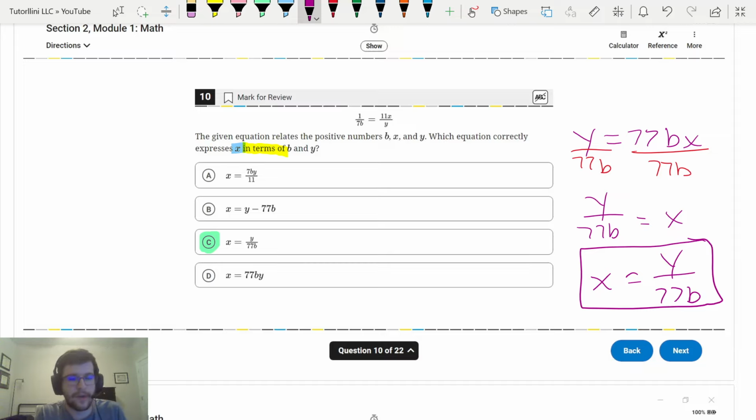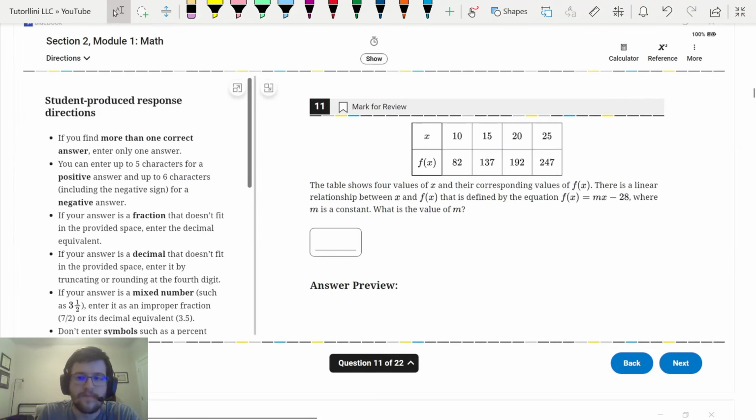These are called literal equations. There's really no way to be really good at these without just doing them over and over and over again. So here we use cross multiplication. Great.